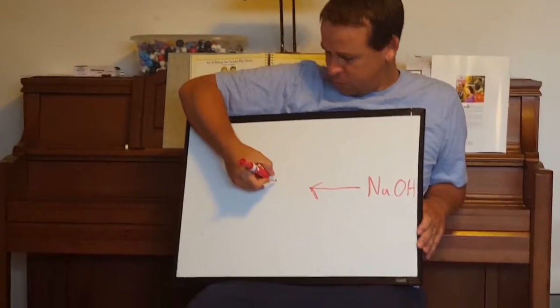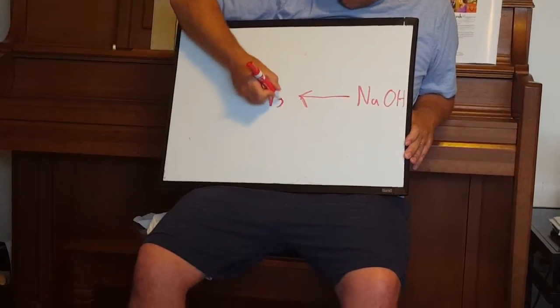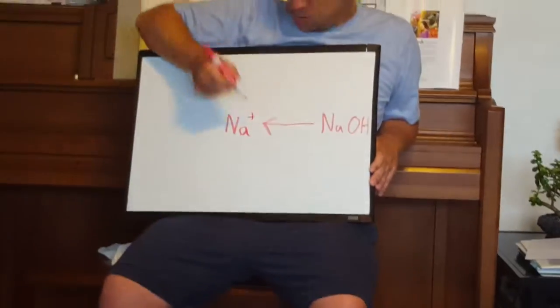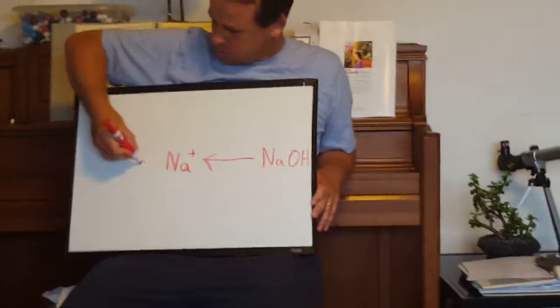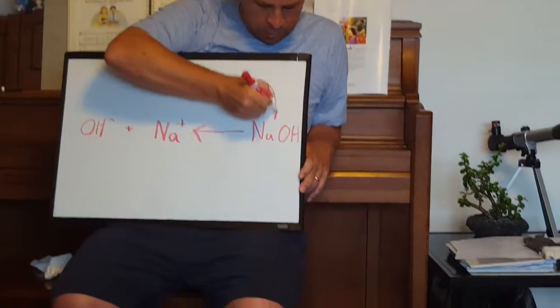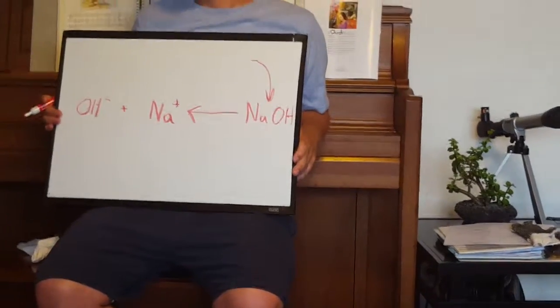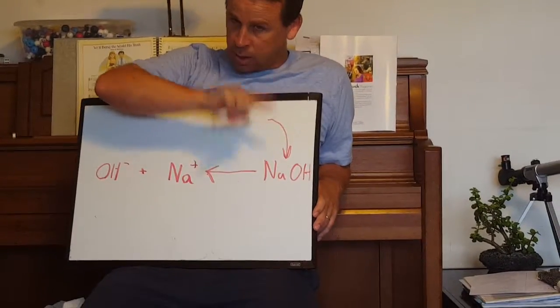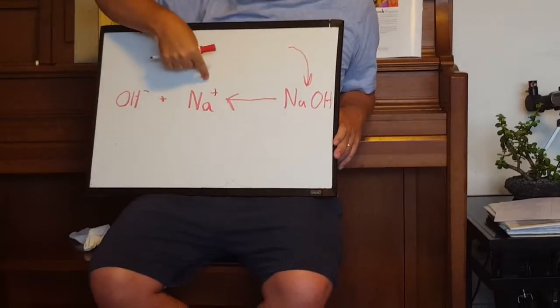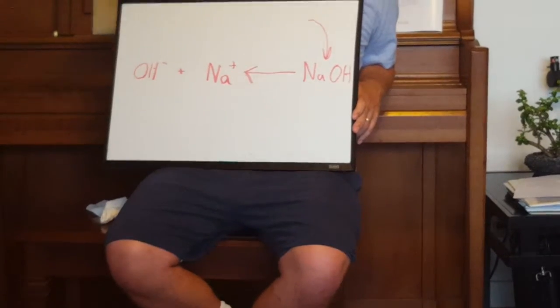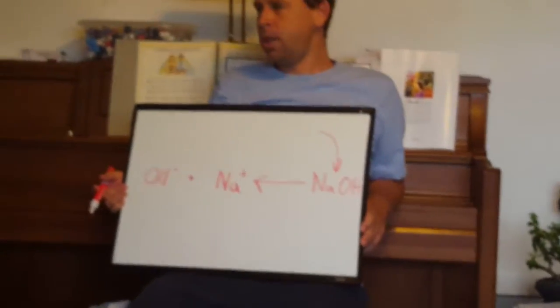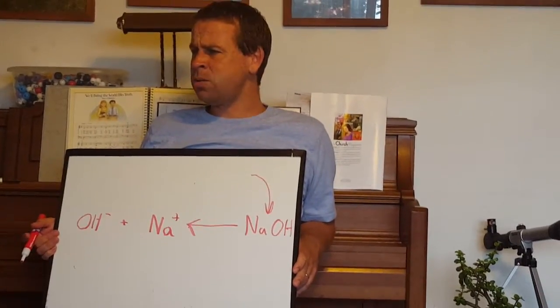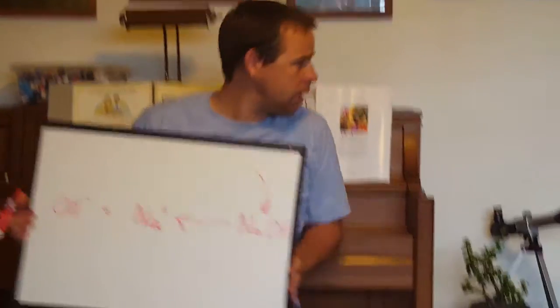And what does it form when it dissolves in water? A sodium ion and a hydroxide ion. That's right. Because this is what kind of a compound? An ionic compound, which is soluble. So when ionic compounds are soluble, they separate into their ions.